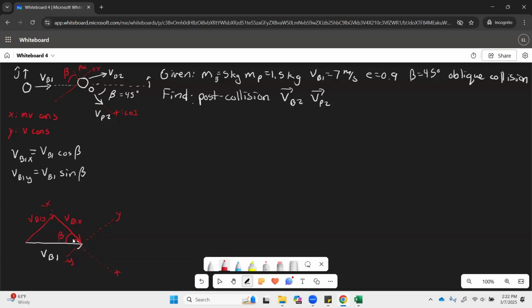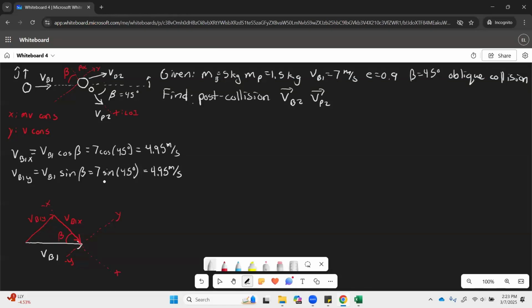If you flip your head upside down, you can tell a little better, but VB1x is the adjacent side to the angle, so that's cosine. Cosine is adjacent over hypotenuse, and sine is opposite over hypotenuse. So that's how we get these. If we plug in the numbers here, we have 7 cosine 45 degrees and 7 sine 45 degrees. And it is 4.95 in both, so 4.95 meters per second.